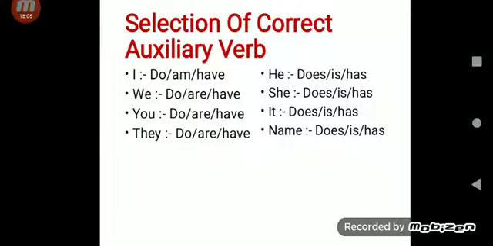If any name is given, for example Ram, Shyam, Rohan, Sita, Geeta, Sangeeta, then you have to select does from present simple tense, is from present continuous tense, and has from present perfect tense or present perfect continuous tense. Okay, so this is all about present tense.